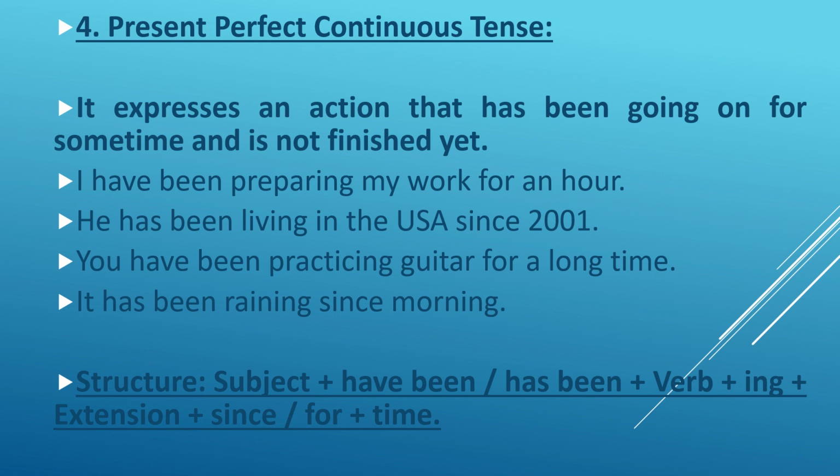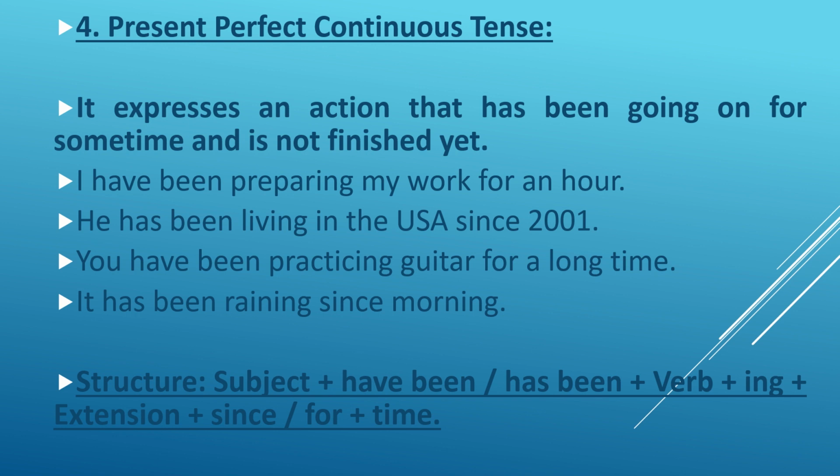Here the structure is subject plus have been or has been plus verb ing plus extension plus since or for plus time. Here are a few things to be remembered. Has been is used when the subject is third person singular number, otherwise have been. Then verb ing. Then it is for or since. If the time is fixed, a point of time, then we can say since. It has been raining since morning. We can say since with a particular time, a point of time.